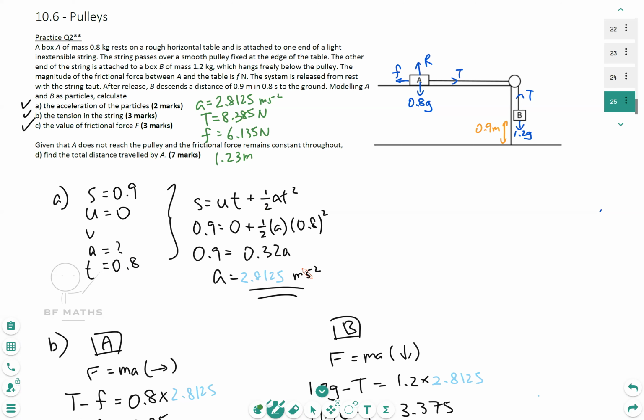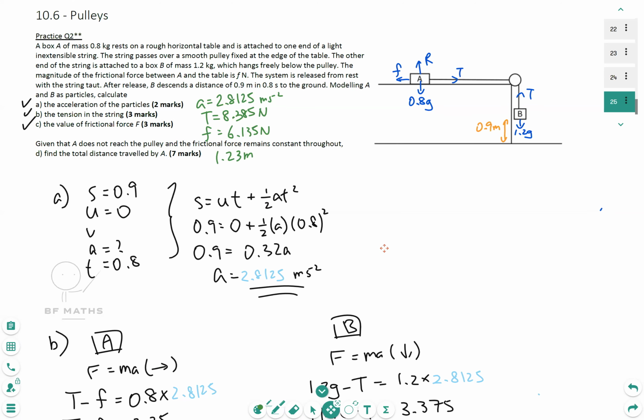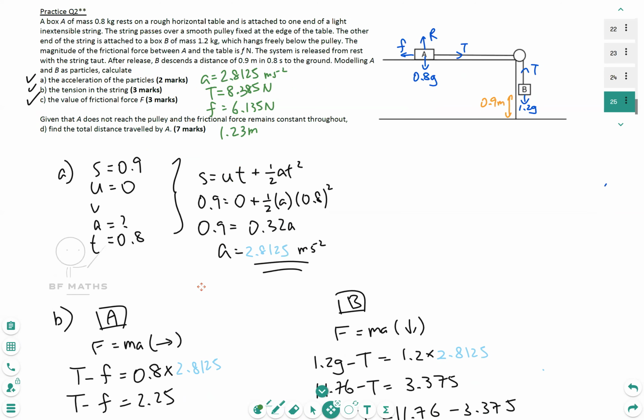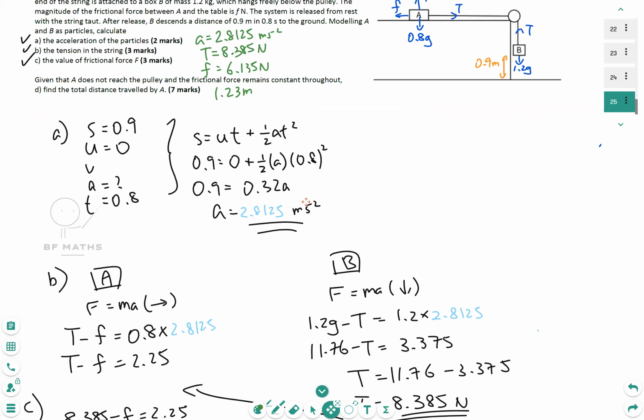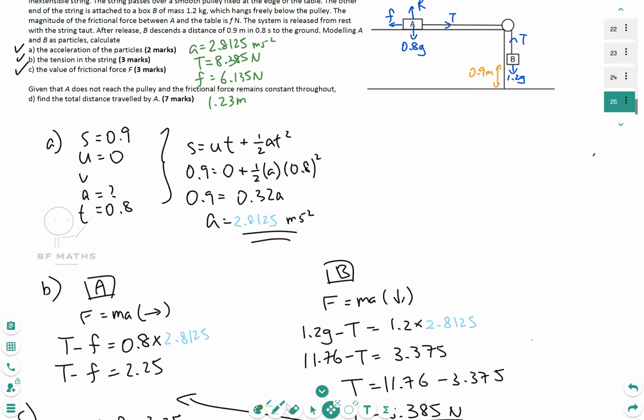Once you've done that, you can set up the equations for particle A and particle B. For particle A, we know the motion is going to the right, so we set up F equals ma to the right. The resultant force is forces to the right, tension, take away force to the left, friction. So T minus F, right take away left, equals M, 0.8, times the acceleration you've found. Multiplying these two numbers, you get 2.25. You realize there are two unknowns, so I stop there.